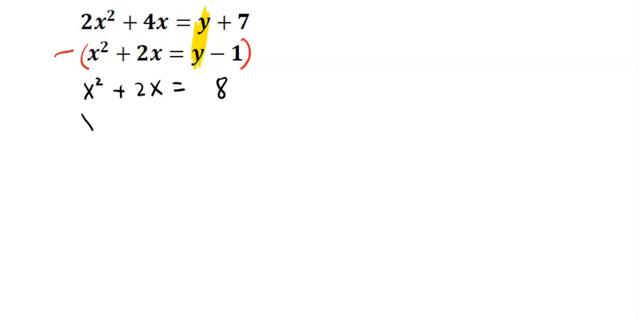We then would write this as a quadratic in standard form. x squared plus 2x minus 8 equals 0. I subtracted 8 from this side and from this side, so leaving minus 8 here and leaving 0 over here. Then I want to factor.